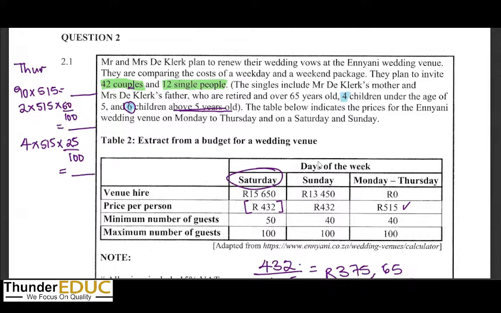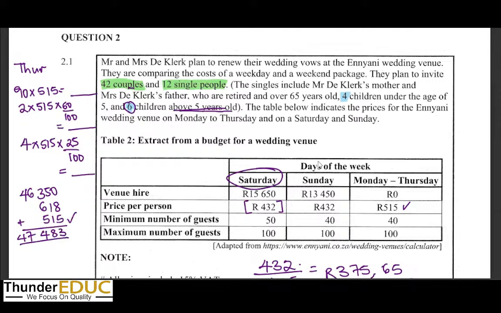Add up the answers. This is Thursday. So this will become 90 times 515. You have the answer as 46,350. Then if you look at the pension people, we have 618. And when you look at the babies or the children under the age of five, we have 515. Add up everything here. So it's 46,350 plus 618 plus 515. So this answer here becomes 47,483. This is money spent on Thursday.